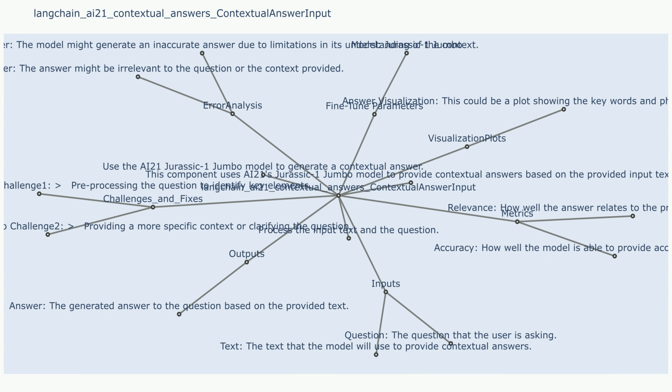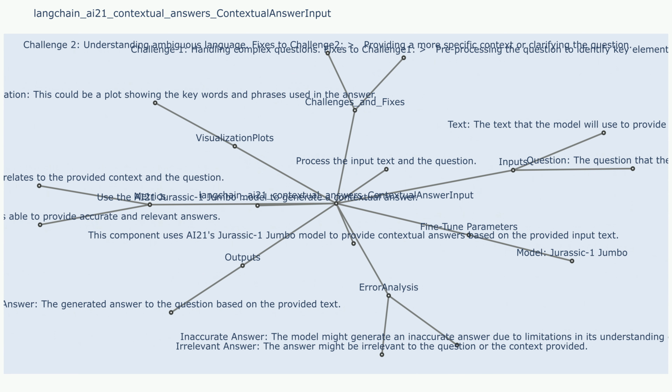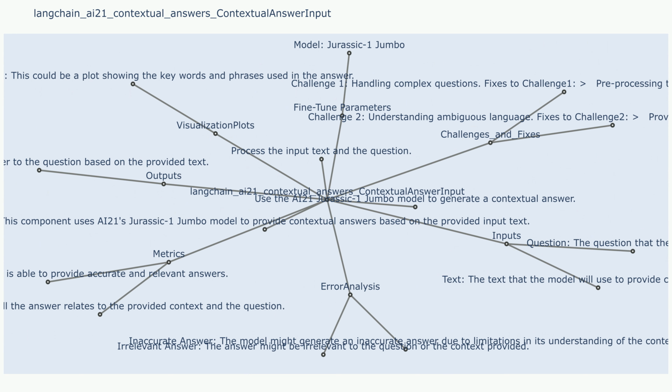Fixes to Challenge 2. Pre-process the context to remove irrelevant information. Use a technique like question answering with context filtering to focus on relevant parts of a context. Challenge 3. The AI21 Studio API might encounter errors or timeouts, leading to failures in answer extraction.